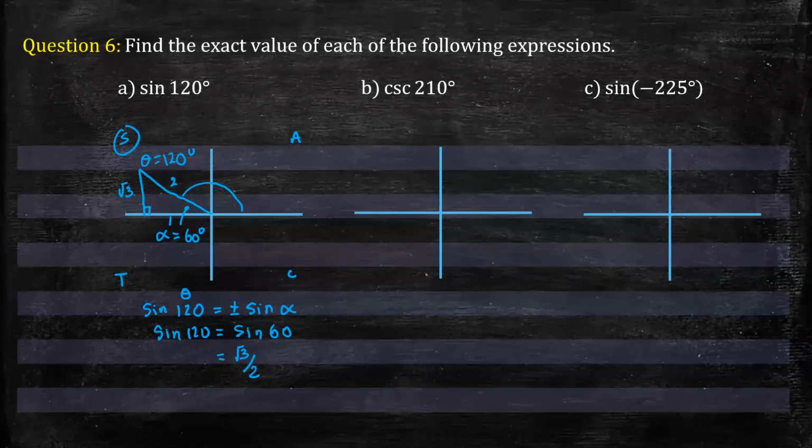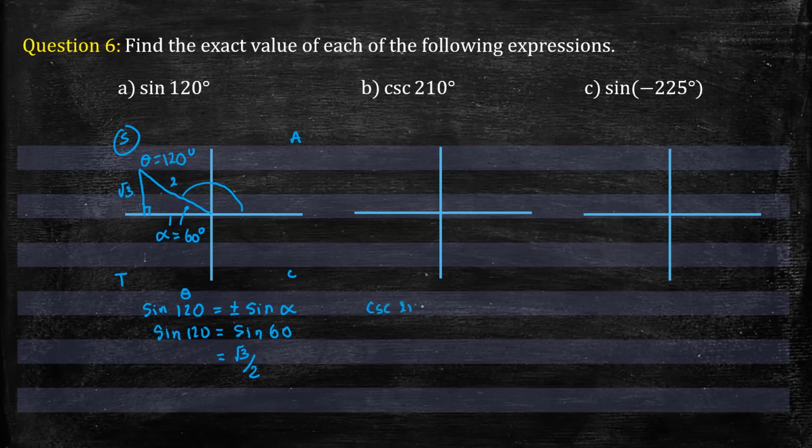In question B, cosec 210 degrees. So what's the value of that? Now we know that cosec is 1 on sine. So we just rewrite cosec 210 degrees as 1 on sine 210 degrees. We do that first because we want to work with sine, cos, tan, not cosec, sec or cot.